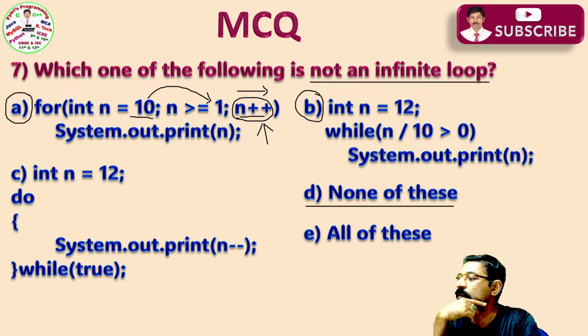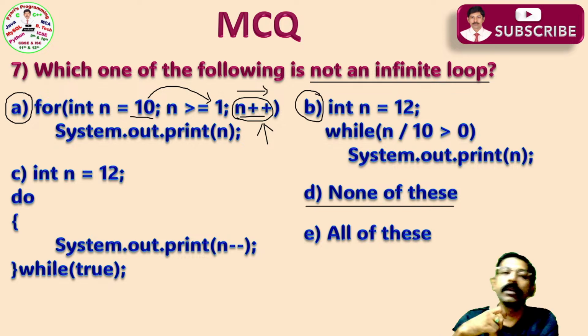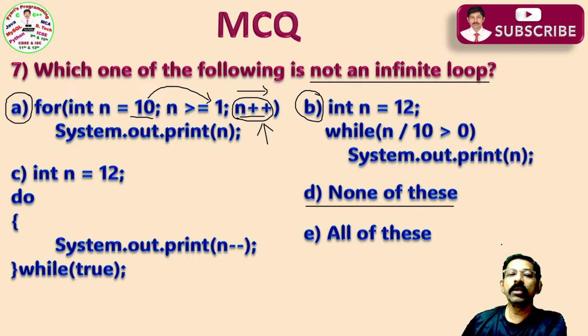In the second one, because n value is updated. Option C, because it is always 12 by 10. Yes, n value is not updated over here, so it is always 12. So it is an infinite loop. Option C.